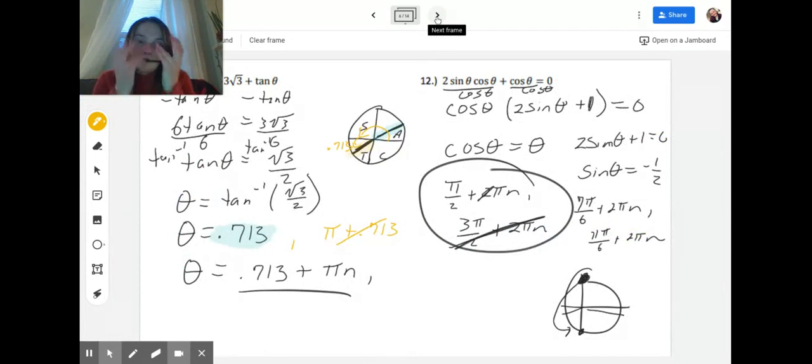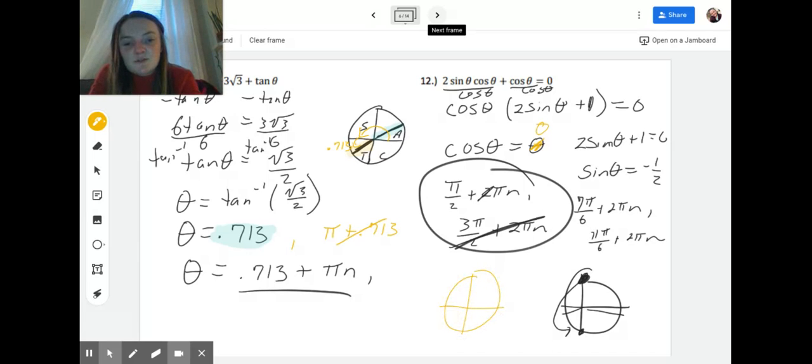All right, next one, number 12. What I did is I saw a common factor of cosine. I pulled that out, leaving me with cosine of theta times 2 sine theta plus 1. Set both equal to 0. I get sine theta is equal to -1/2, and cosine of theta is equal to 0, not theta, is equal to 0. That happens at, well, cosine of theta is equal to 0.